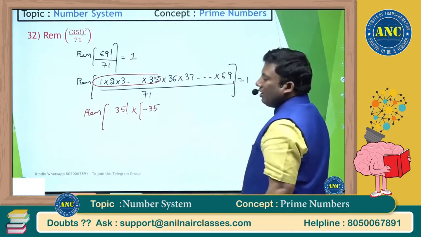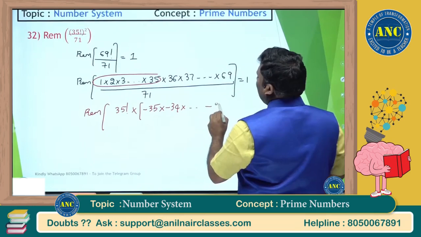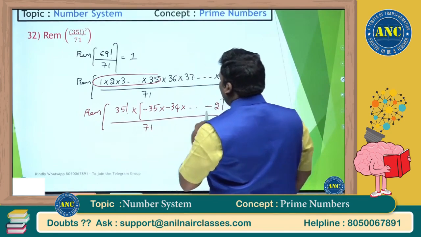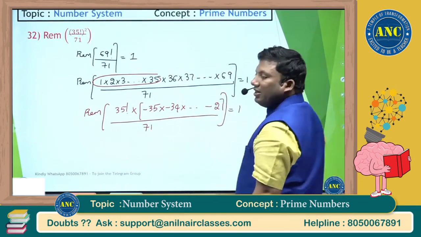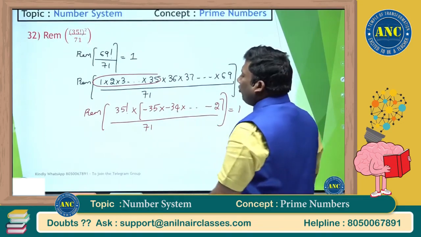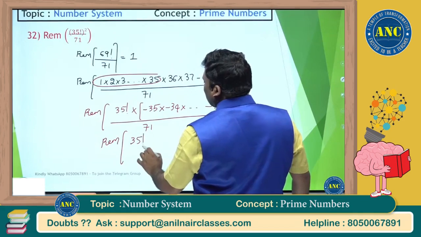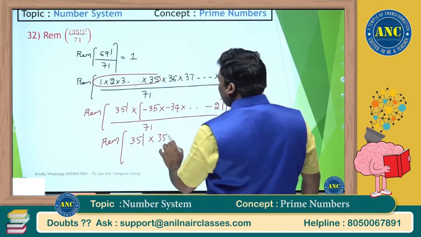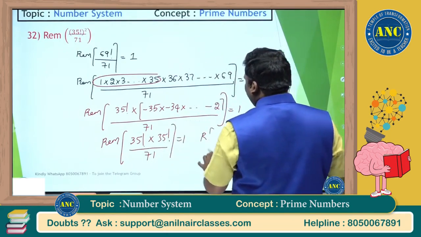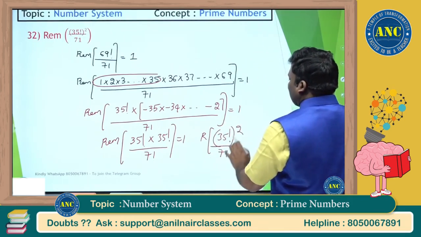36 by 71: 71 ones are 71, minus 35. Next one it is minus 34, up to 71 ones are 71, minus 2, divided by 71. From 2 to 35, there are 34 negatives. 34 negatives, if I multiply, I will get a positive. So 35 factorial into 35 factorial divided by 71, it is 1. So the answer for this question is 35 factorial whole square divided by 71, it is 1.